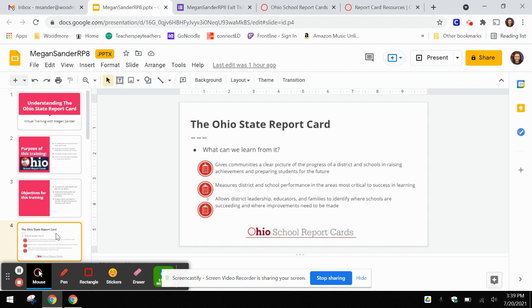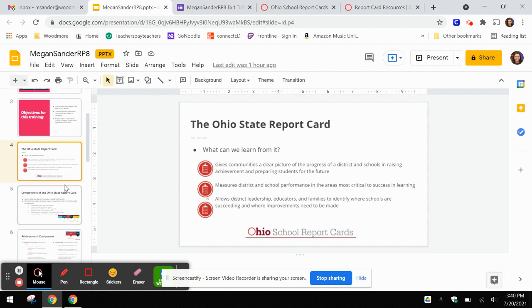The next is, it measures district and school performance in the areas most critical to success in learning. And you'll see throughout this presentation that the ODE has identified what they think are the areas most critical to a student's success. And the last one allows district leadership, educators, and families to identify where schools are succeeding and where improvements need to be made. And that's really going to be the takeaway for us as teachers. Where are we doing well and where do we need some improvements?